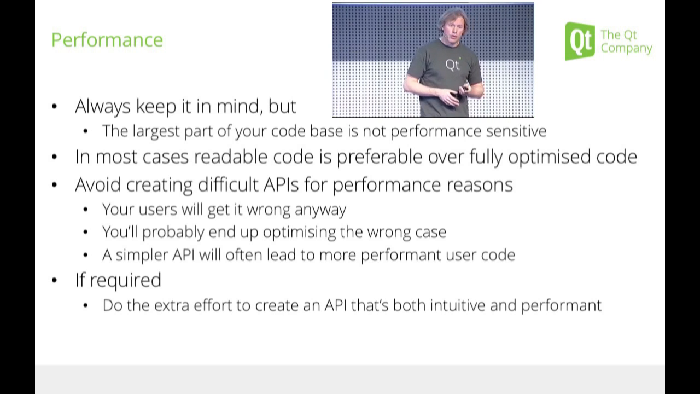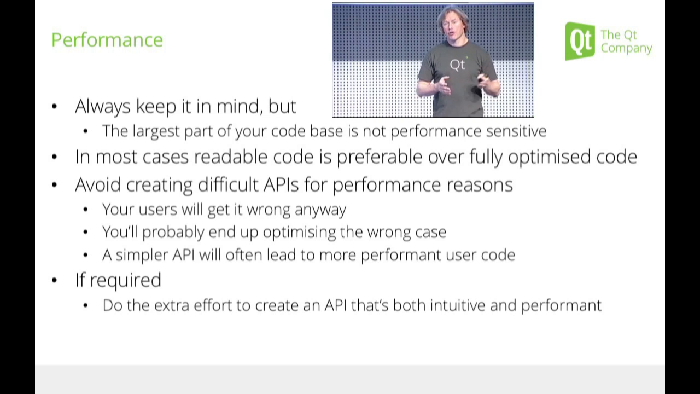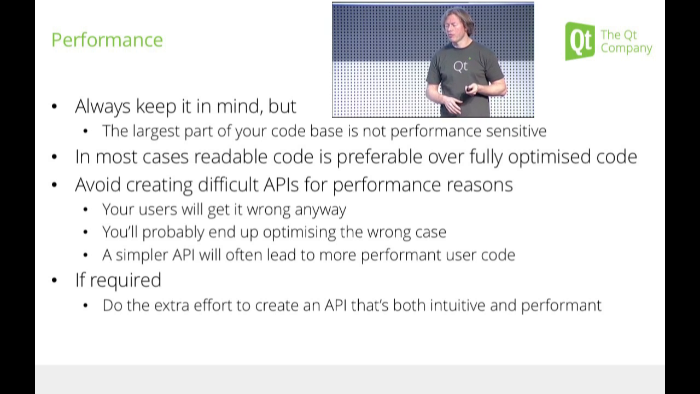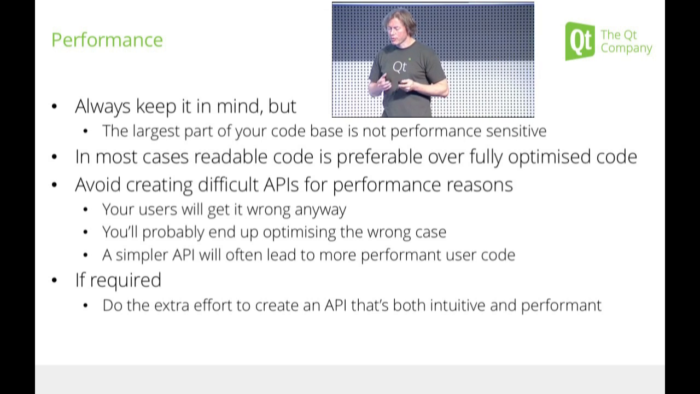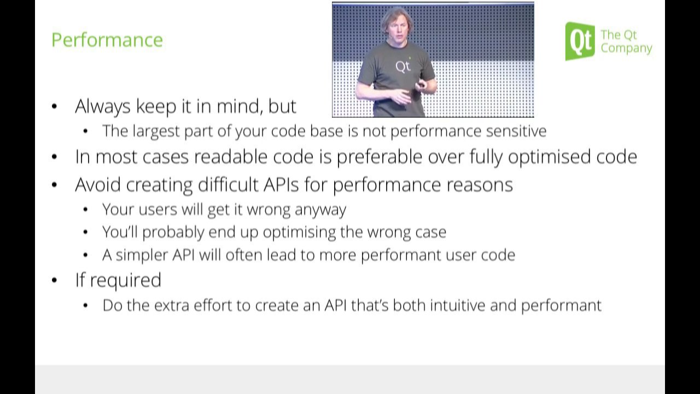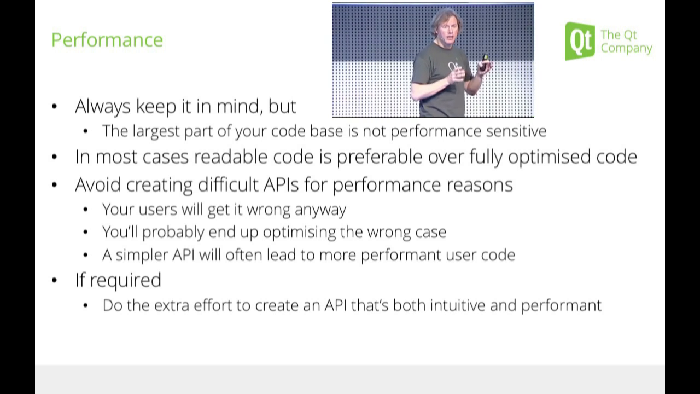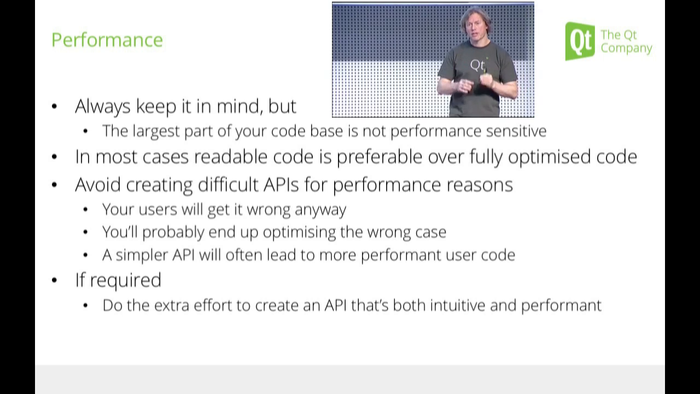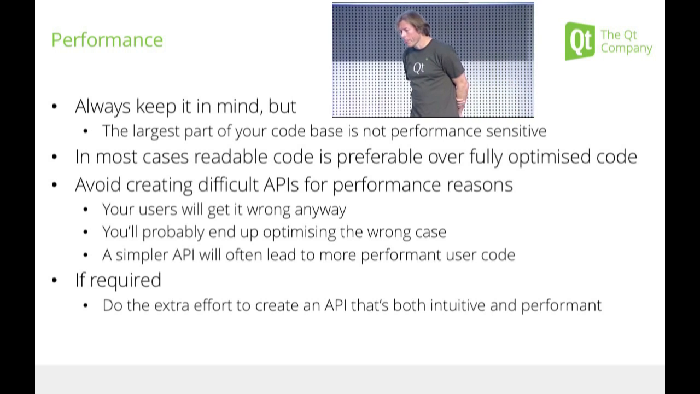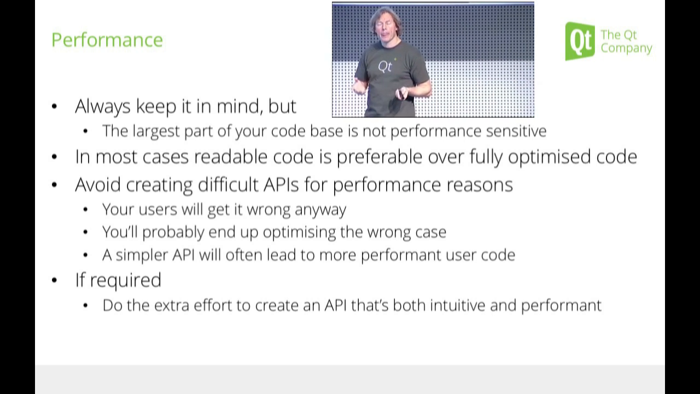So, a simpler API, if you can hide the complexity, will in the end often lead to more performant code by your users. So, if you really need it and if it's required, then spend extra time, really analyze the use cases. How are your users using the API? And see what you can do then to fix the bottlenecks. There are things you can do that are easy.